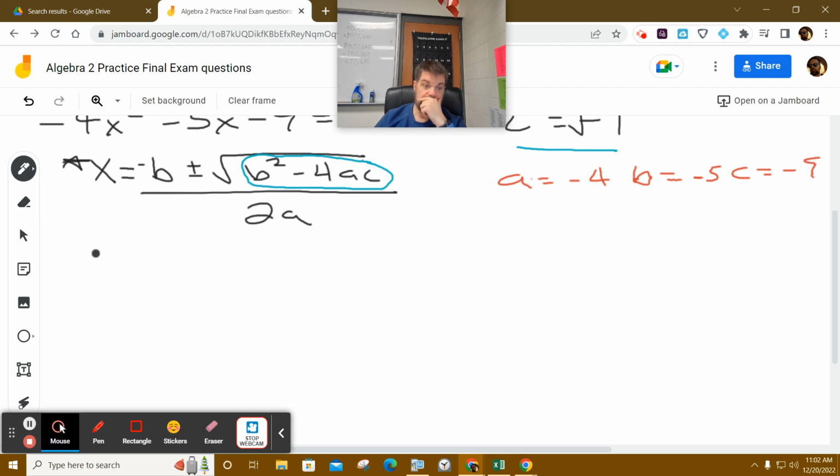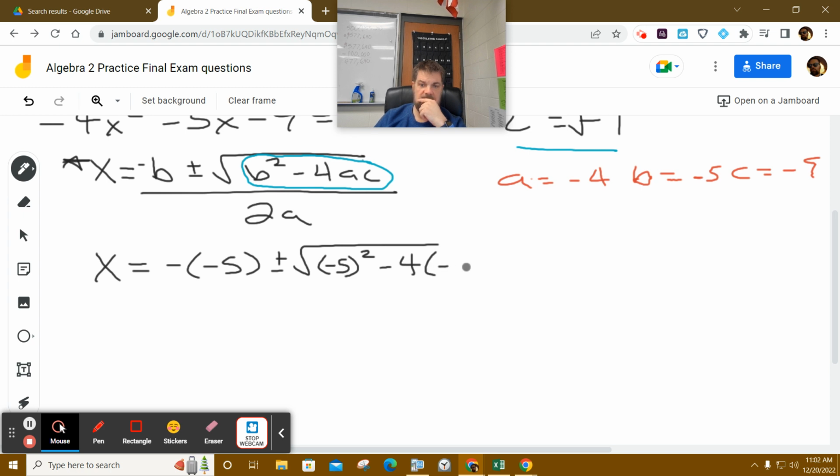Anyways, so I get x equals negative b, but b is -5. So wherever there's a b, I'm going to plug in a -5. Plus or minus the square root of b squared, which is (-5) squared, minus 4 times a, which is -4, times c, which is -9, all over 2 times a.